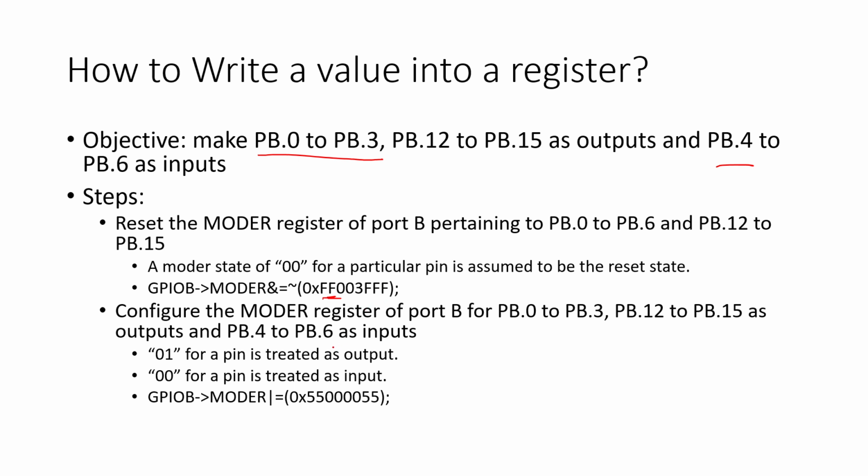And next, for treating a pin as input or output, whatever pins we need as input, we have to keep them as zeros only. Whatever pins we need as output, we have to set to 1 in the mode register. So in 3FF, if you remember properly, we are using PB0 to PB3 as outputs. So we need 01 in them, so we get 55. And PB4 to PB6 we are using as inputs, so no need to change them; you can keep them zeros as they are. And then coming to PB12 to PB15, we need them as outputs, so again we have 55.